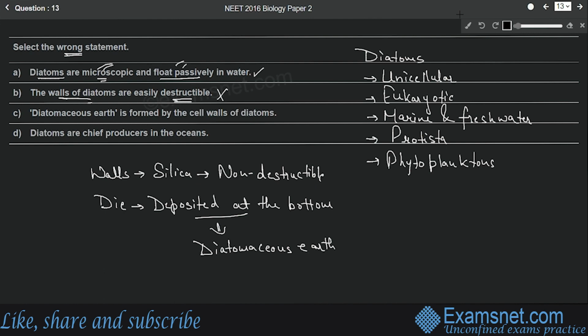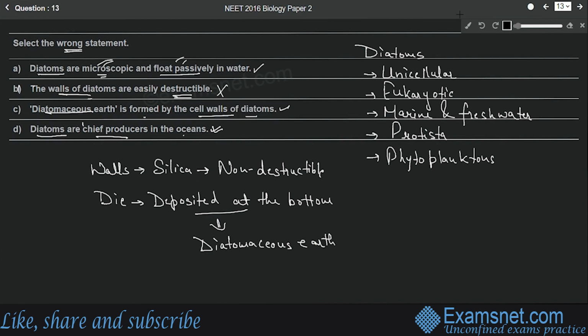Now let's come to the third statement. It says diatomaceous earth is formed by the cell walls of diatoms. Yes, this is true. We already saw this. Then the last statement says diatoms are chief producers in the ocean. This is also correct, because these are phytoplankton. So these are producers, and these are the chief producers in the oceans. So we can see that all are correct except the second one. So option B is the correct answer because this is the incorrect one.